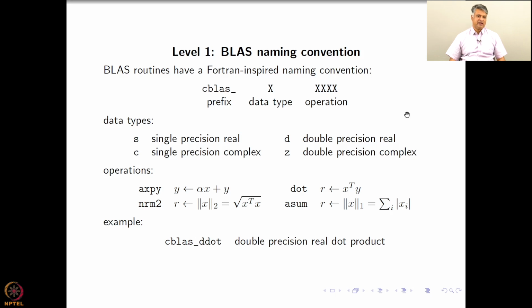For example, you have the AXPY operation, which essentially will create a vector for alpha into x plus y. Similarly, you have a dot operation, which creates a dot product between two vectors, which is the inner dot product. You have the norm operation, which takes the norm of a vector. So it could be the second norm in this case. And it could also take a sum, which is the first norm of the case. For example, the cblas_ddot function essentially is doing double precision real calculations and is giving you the dot product of the two vectors.